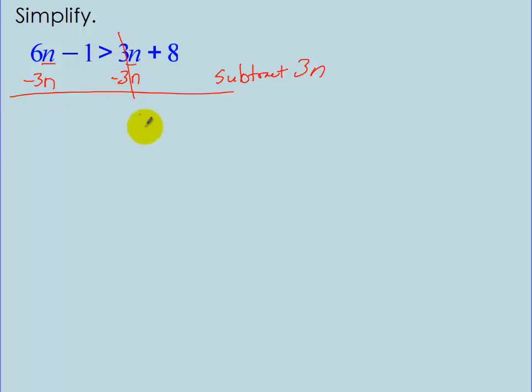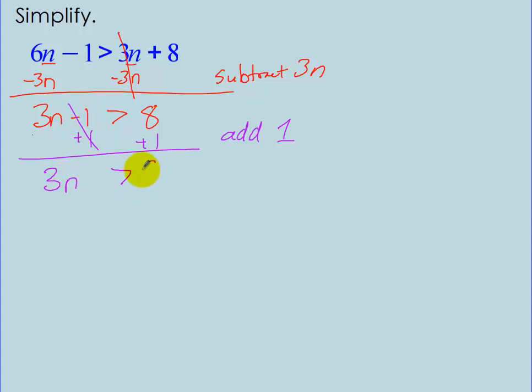When you subtract that, 3n goes away. All I'm left with is 8 on the right, and 6 minus 3 is going to be 3n minus 1 is greater than 8. So the next step is I got to isolate the n, so I'll get rid of this -1 by doing a +1 on both sides. So if you add 1 to both sides, these 1's cancel, you're left with 3n is greater than 9.